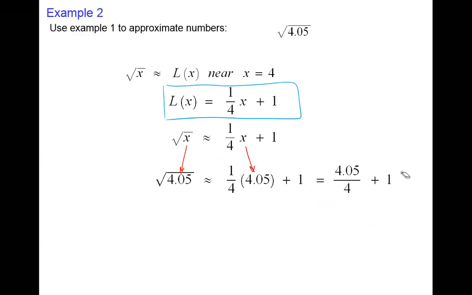4.05 divided by 4 plus 1. 4 divided by 4, it's 1. 505, which I can put like 500 divided by 4, 125. 0 will stay, okay? 2.0125. Yeah, that we can see.